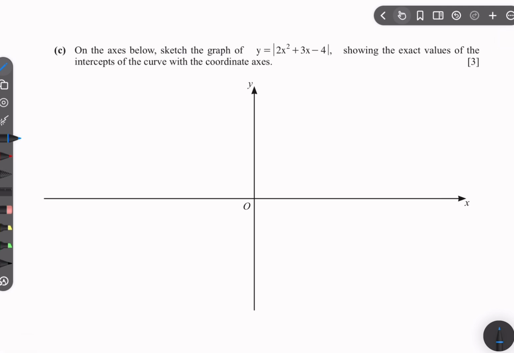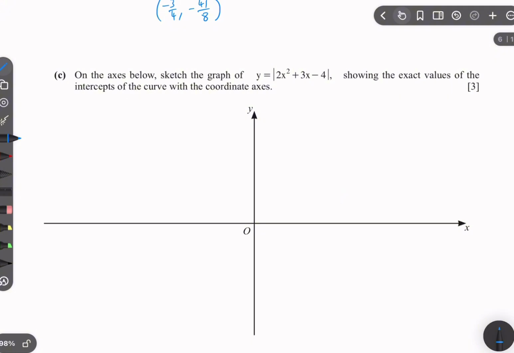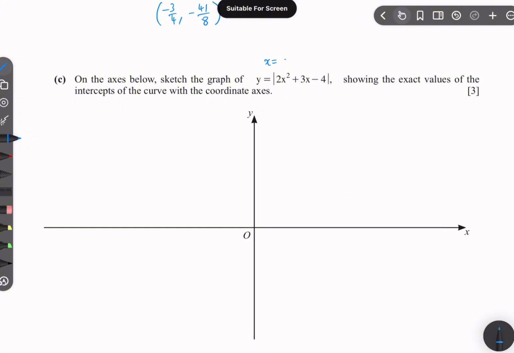Part C. On the axis below, sketch the graph showing the exact values of the intercepts of the curve with the coordinate axis. Okay, to sketch this quadratic graph, we can first find the x-intercepts. So you can use the equation function in your calculator or use the quadratic equation to help find the x-intercepts. And then after that, you should be getting 0.85 or minus 2.35 as the x-intercept.